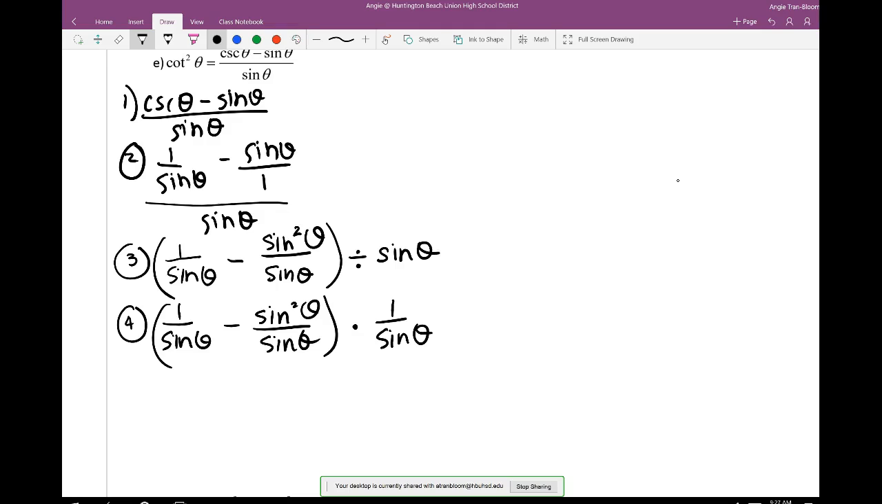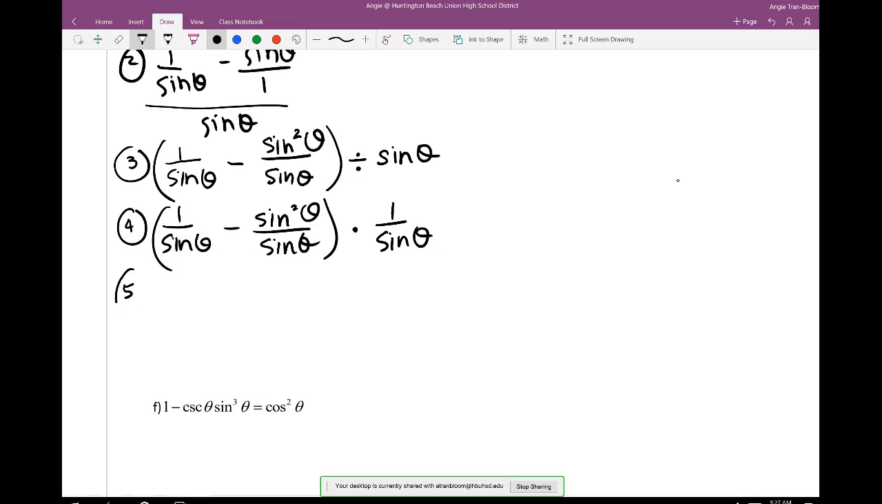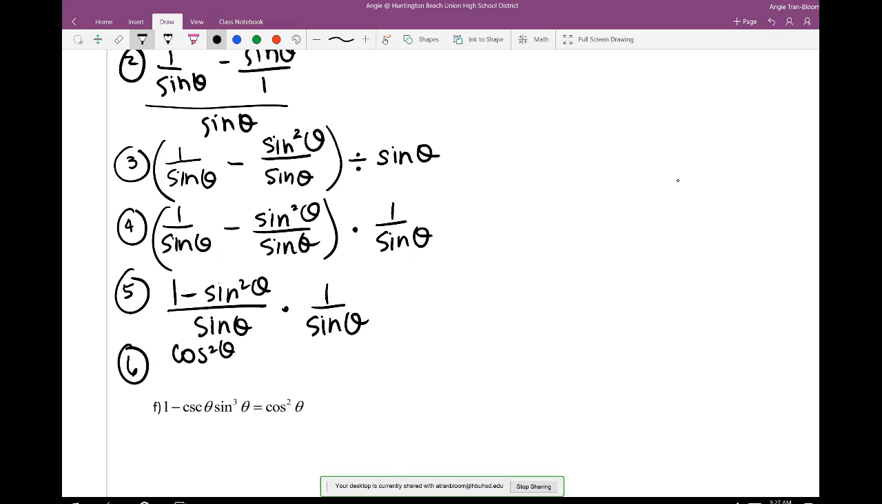Annalise, what did you say? Combining things like that. Can I subtract those? They have the same denominator. Why not? Okay. So 1 minus sine squared of theta all over sine of theta times 1 over sine of theta. Team Maddie H? You could replace the 1 minus sine squared theta with a cosine squared of theta. Very good. Excellent.